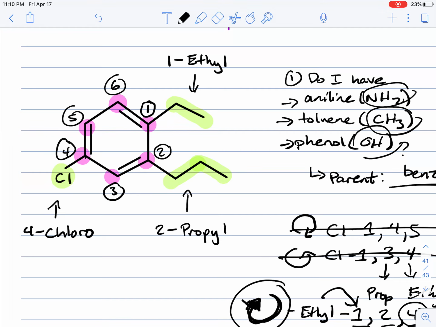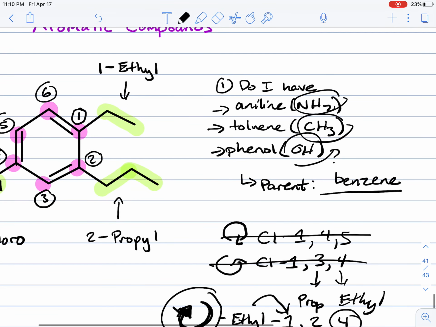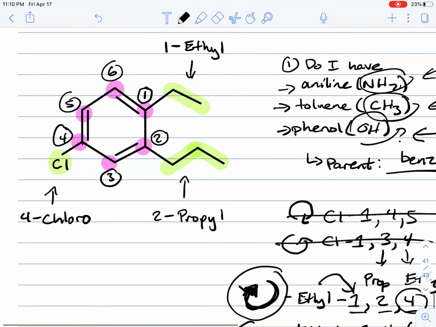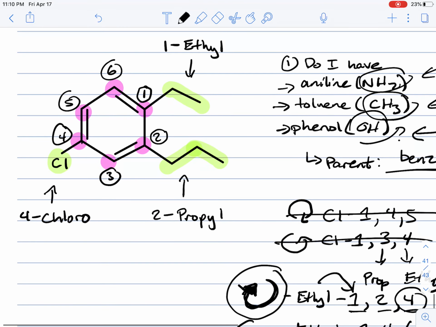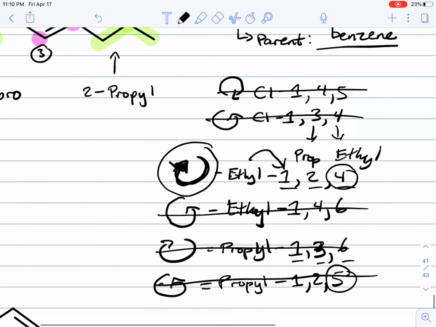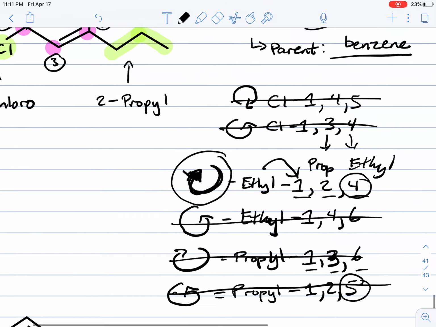And so this is what happens when you guys do not have aniline, toluene, or phenol. We have to figure out what the substituent would be that is referred to as carbon number 1, and to do that we have to figure out all of the different combinations of the numbering system, both clockwise and counterclockwise, assuming each substituent could be representing carbon number 1.